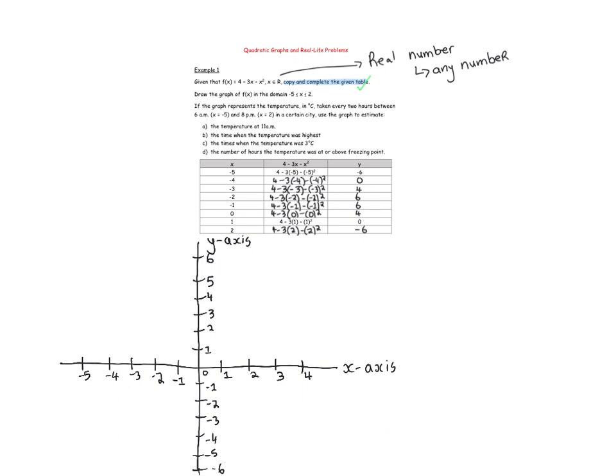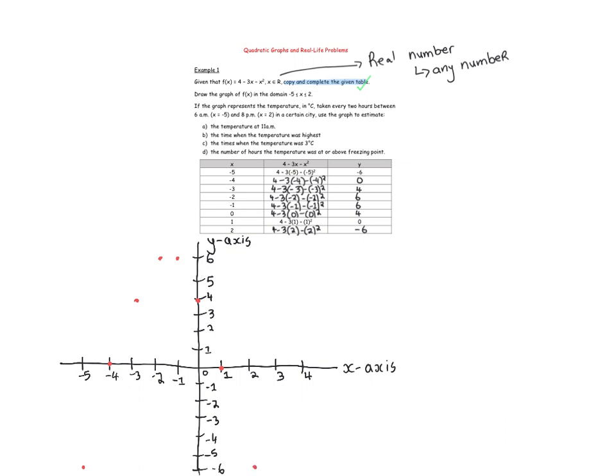Next thing we have to do is plot the points, and remember, it's a good idea to plot the points maybe in a pen or a different color pencil, just so that it's a little bit different and easier for you to read. So the first one we have is minus 5, 6. So that is approximately here. The next point we have is minus 4, 0. The point after that is minus 3, 4. Then we have minus 2, 6. We have minus 1, 6. 0, 4, 1, 0, and then 2, minus 6.